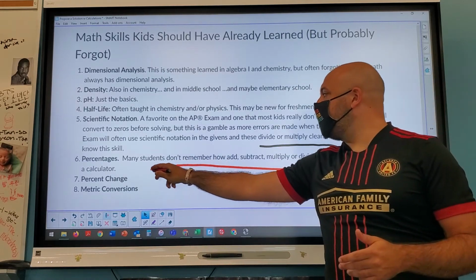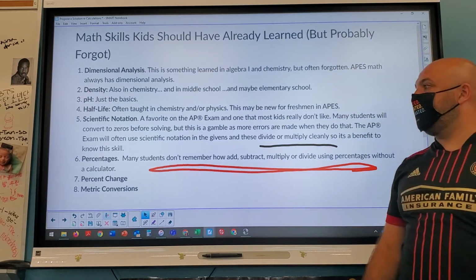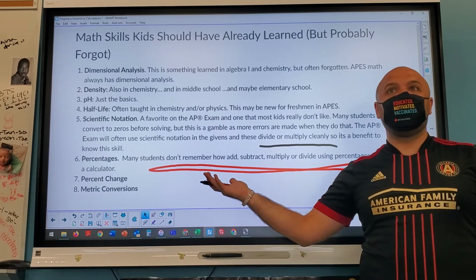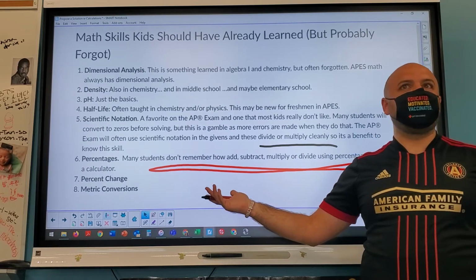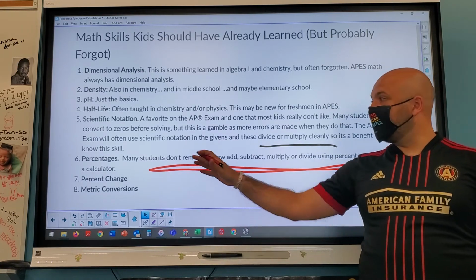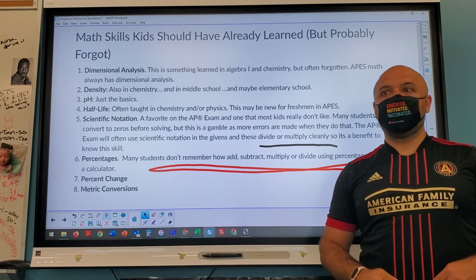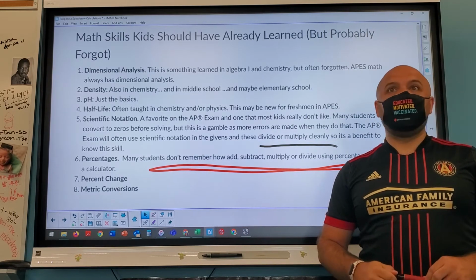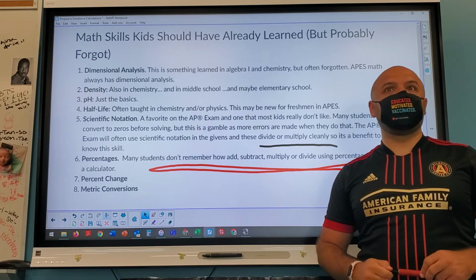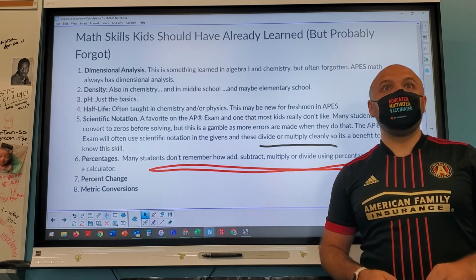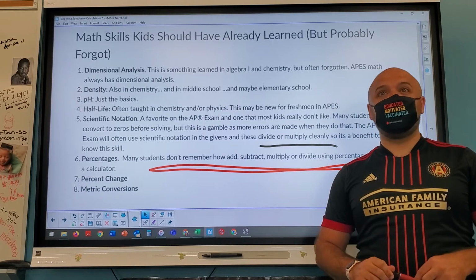Percentages. Many students don't remember how to add, subtract, multiply, and divide using percentages. If you can't tip, that's a problem, okay? You should fix that, okay? But regardless, percentages are how you tip, right? What should you tip? 20%. If you tip 10%, you are disrespecting the person who you are tipping. You want to tip anywhere from 15 to 20%.